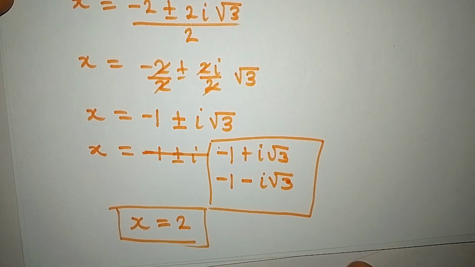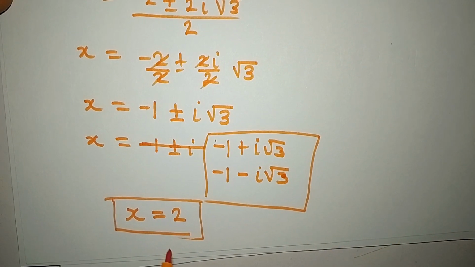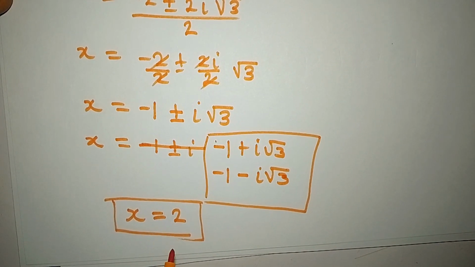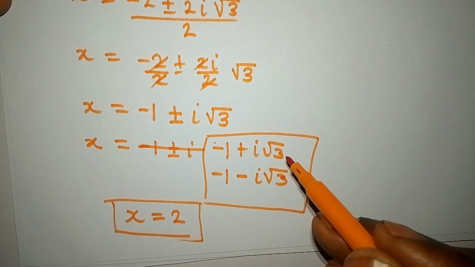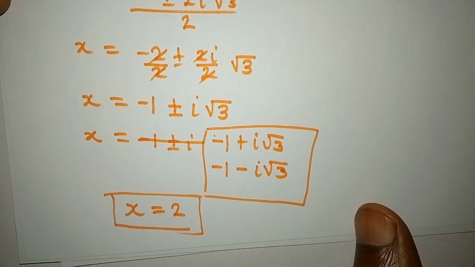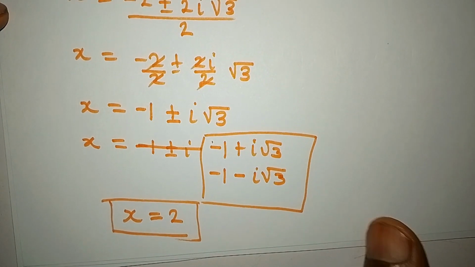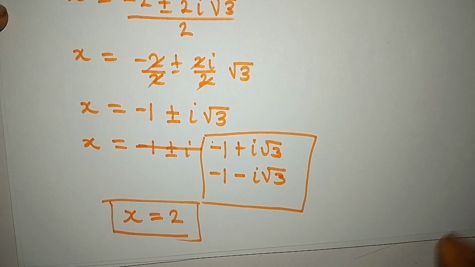So we have 3 solutions already. And remember that this is the real solution to the equation, while these are complex solutions. But if the question says you should solve it completely, bringing out all the solutions, then this is what you do to get all the solutions.